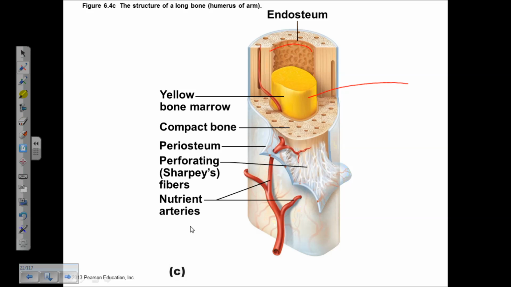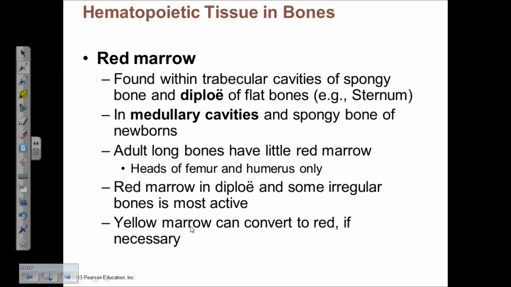So if we take a closer look at that box, remember, let me show you this box, and we'll go here. Endosteum lines the internal surface of the medullary cavity. Yellow bone marrow is the fat storage. Compact bone provides the mechanical rigidity to the diaphysis. Periosteum, as you can see, is attached to the matrix of the compact bone by perforating fibers, Sharpey's fibers.